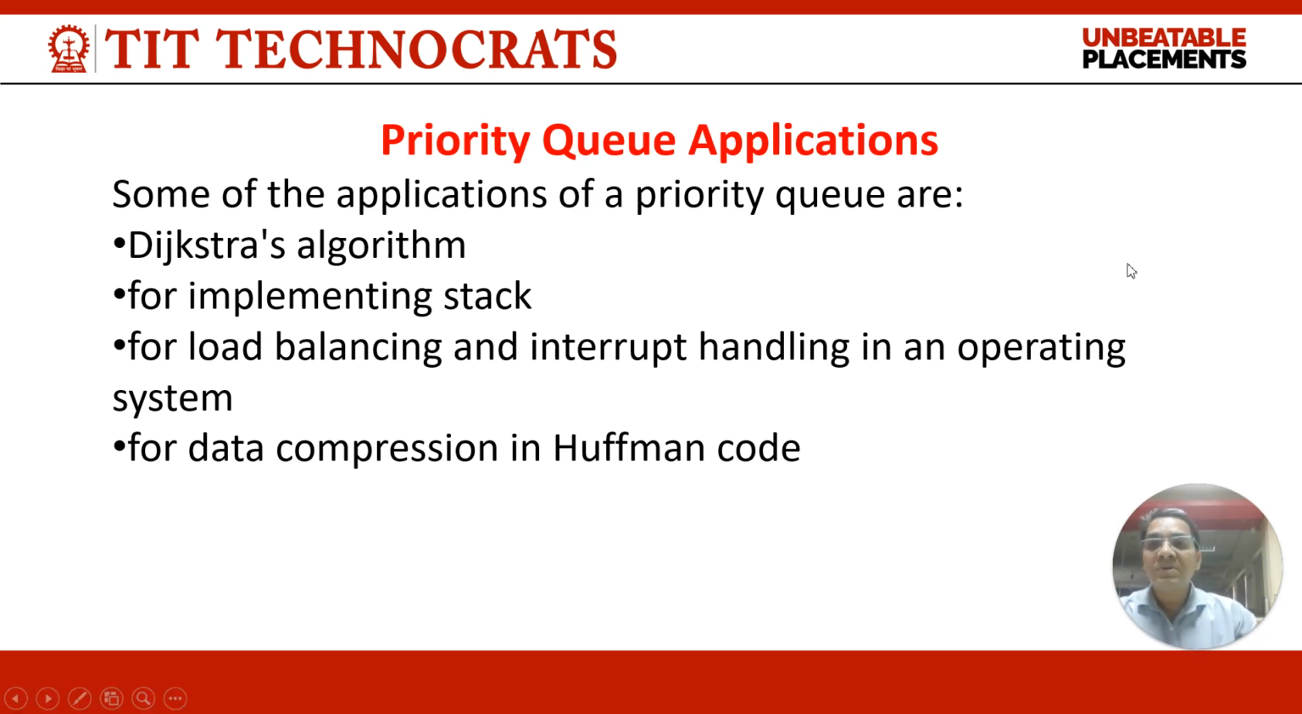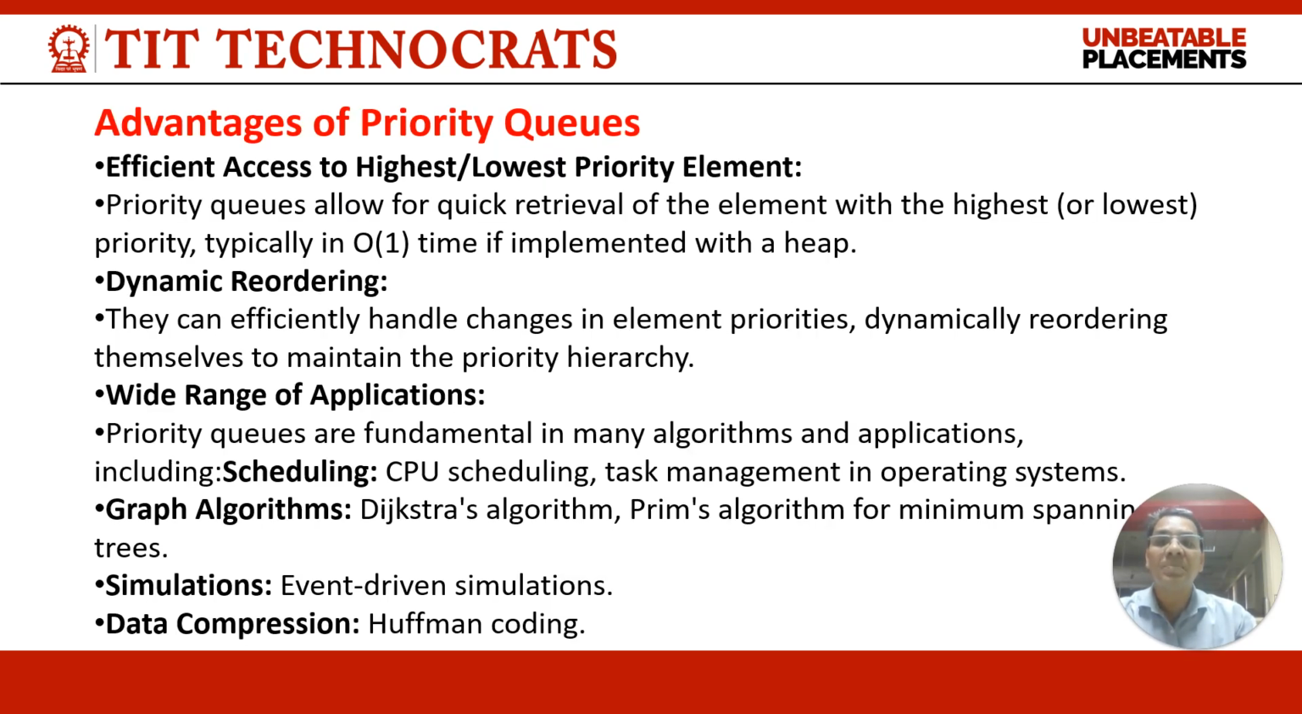Applications of priority queue. Some applications of priority queues are Dijkstra's algorithm for finding the shortest path, implementing a stack, load balancing and interrupt handling in an operating system, and data compression in Huffman coding. Advantages of priority queue: efficient access to the highest and lowest priority element. Priority queues allow quick retrieval of the element with the highest or lowest priority, typically in O(1) time, if implemented with a heap.